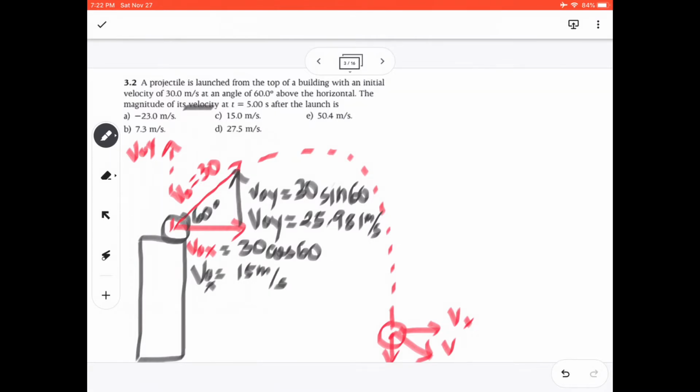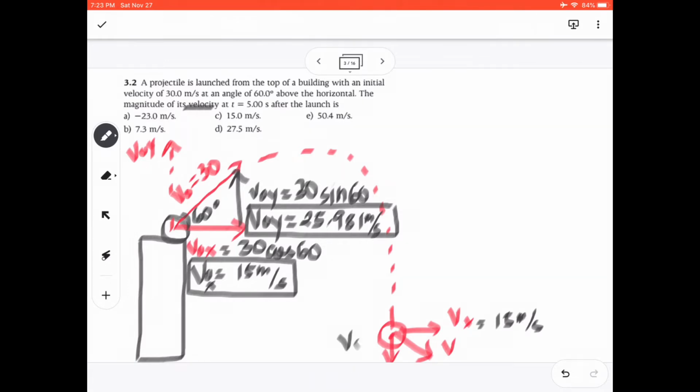So you have your VOX, initial velocity along the x-axis, which is also equal to Vx. This will also be equal to 15 meters per second. But your VOY, which is 25.981, won't be equal to the final Vy. And V will not be equal to the initial velocity as well, because this is launched at an angle, higher above the ground.